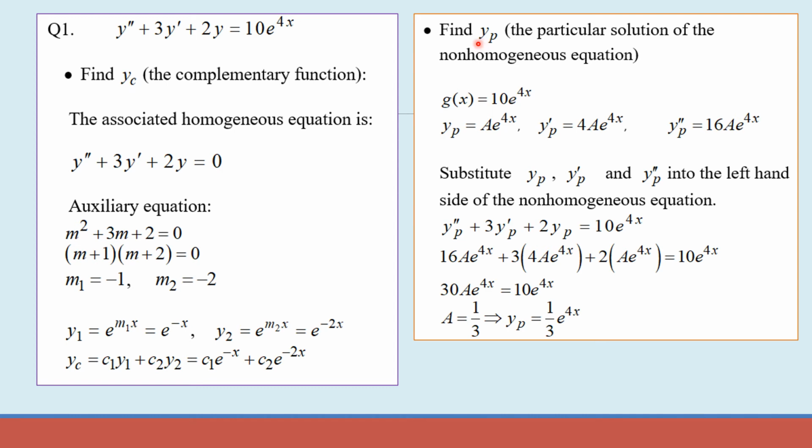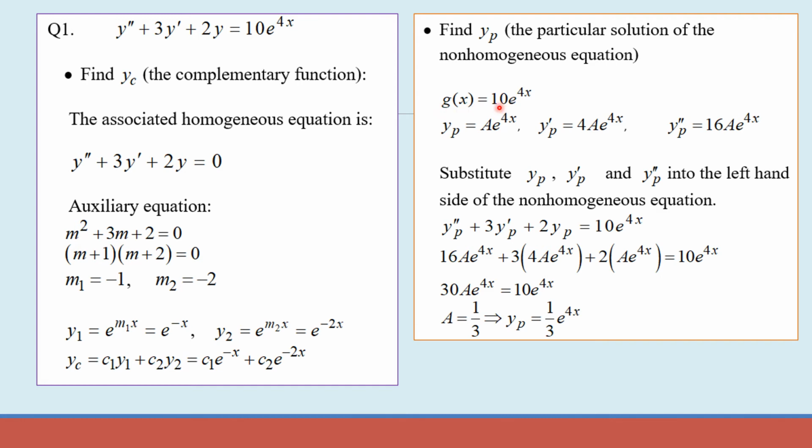Let us continue to find the yp, which is the particular solution of the non-homogeneous equation. To find the yp using the superposition approach, we'll focus on the function g. g is given by 10e to the 4x. So we have to form the trial yp. What is the form of the particular solution that corresponds to the function g?